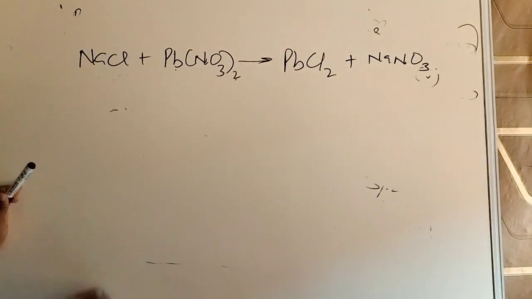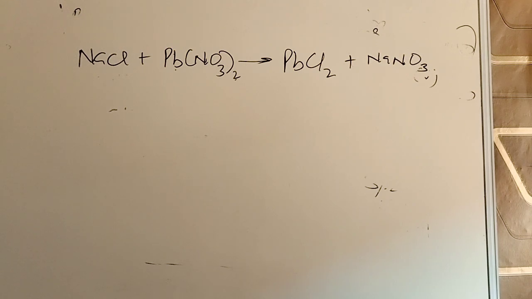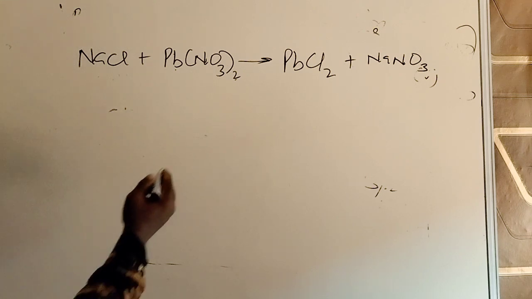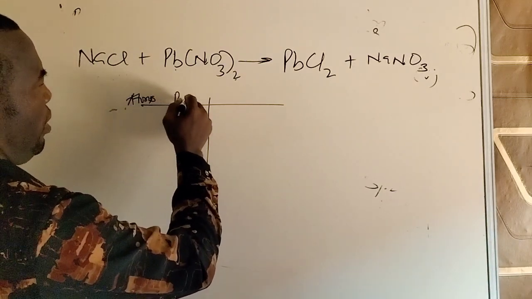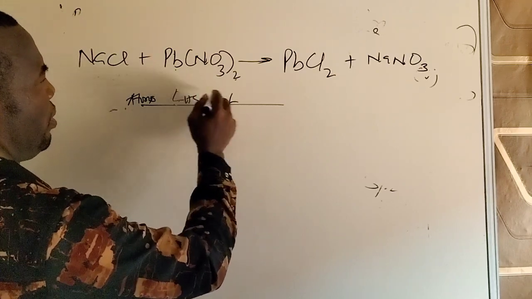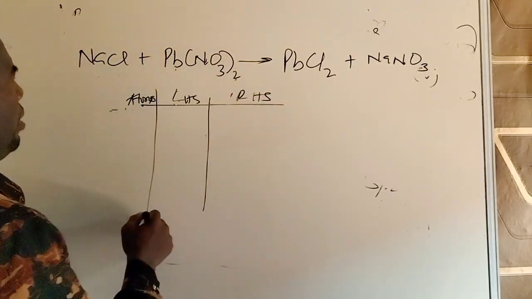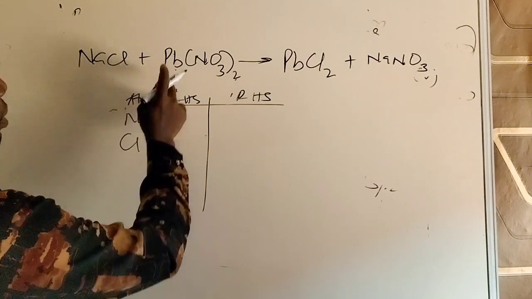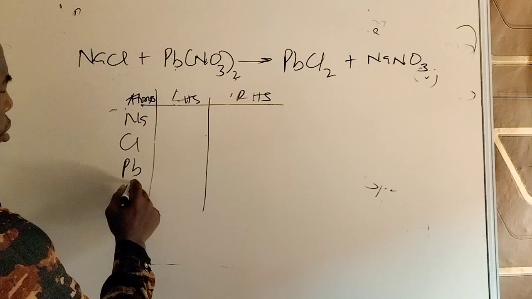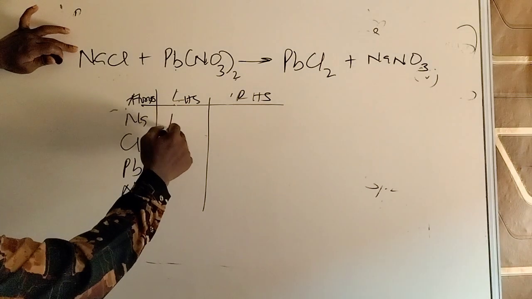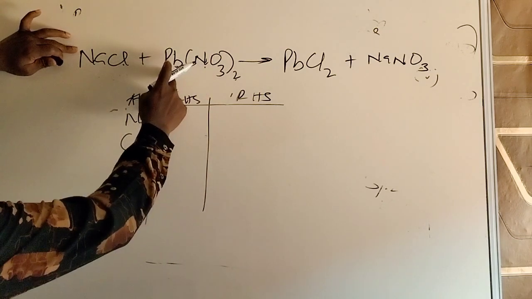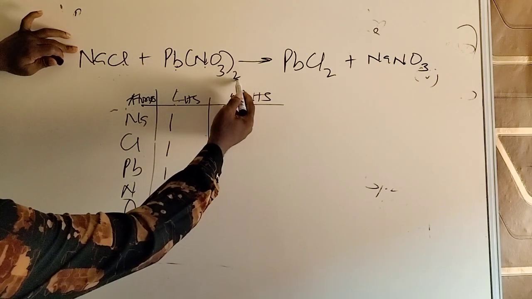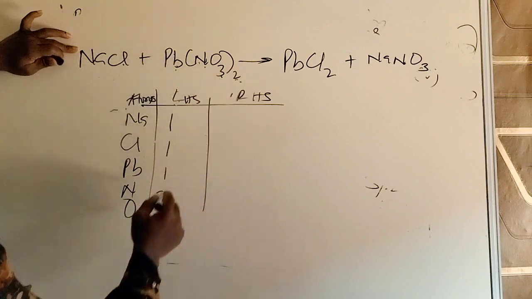Having gotten that, what then do we do? We have gotten the product formula and the reactant formula correct. What we now do is check the balancing. So draw your table: atoms, left hand side reactant, right hand side. The elements: sodium, chlorine, lead, nitrogen, oxygen. Sodium is 1 atom here, chlorine 1 atom, lead 1 atom. Nitrogen is 2 because there's 2 after the bracket, 2 times 1 is 2. Oxygen, 2 times 3 is 6.